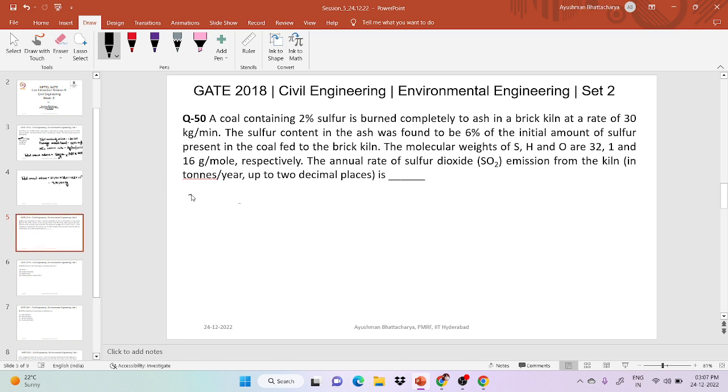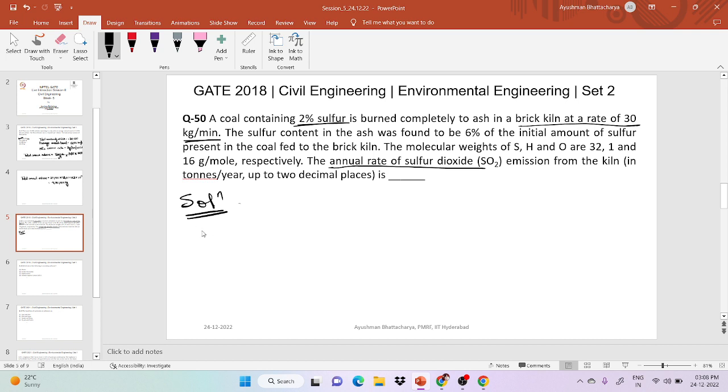So for this kind of question, they are asking the annual rate of sulfur dioxide emission. The coal containing only 2% of sulfur is burned completely in a brick kiln at a rate of 30 kg per minute. 30 kg per minute it is burned.